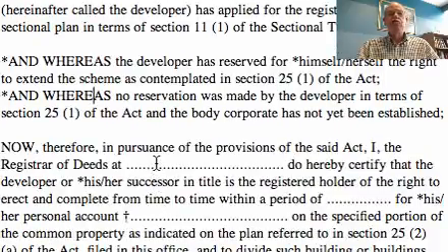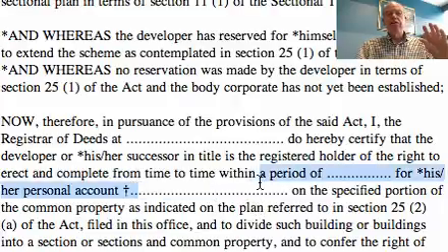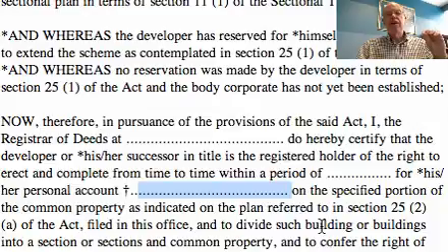Now, the Registrar of Deeds at Pietermaritzburg or Cape Town or Bloemfontein or wherever it is certifies that for a specific period, a period of years, the registered holder of this right is entitled to erect and complete for his personal account on a specified portion of the common property buildings that are described here. And the specified portion of the common property is actually marked up as a future development area on the sectional plan, but no details of the buildings are shown on that.